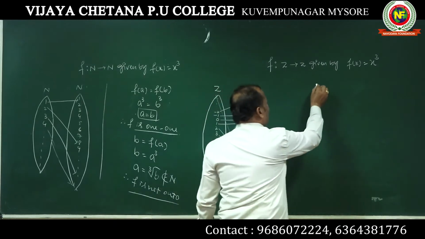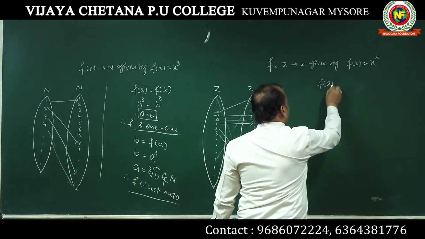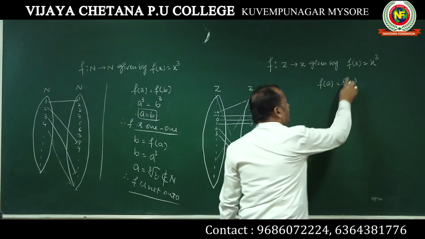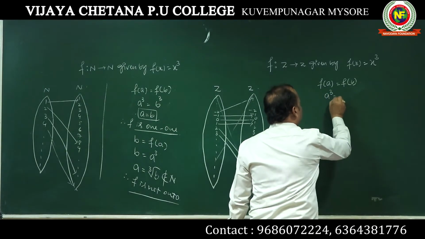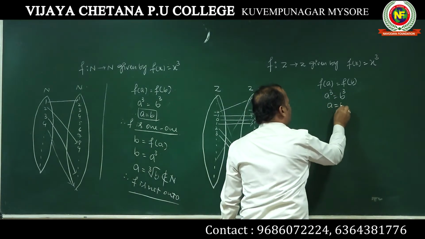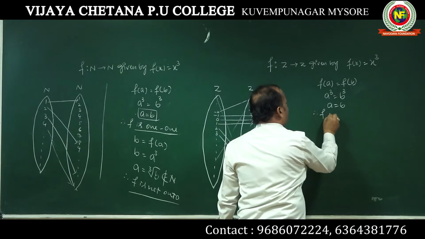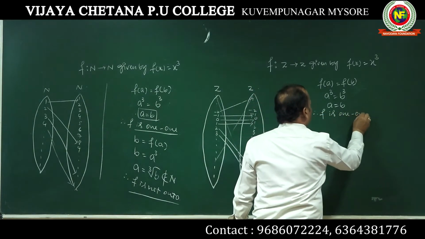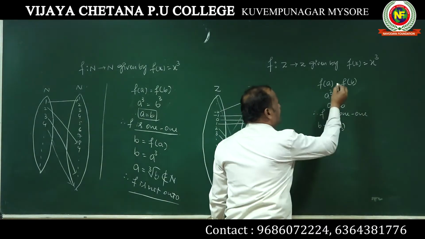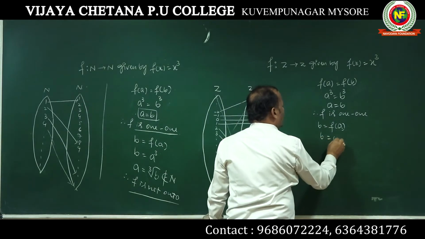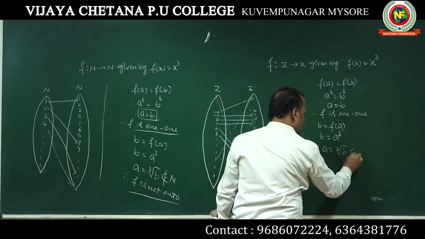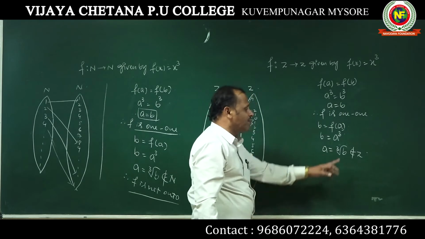But the procedure is, first you should take f of a is equal to f of b. F of a is equal to f of b. Then if you substitute, a cube equals b cube. When the powers are the same, the bases are the same. Therefore f is 1-1. Then for onto, b is equal to f of a, which is a cube. Then a is equal to cube root of b. It is not belonging to Z.